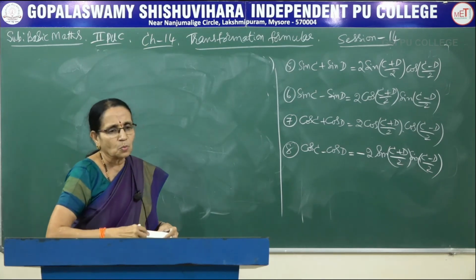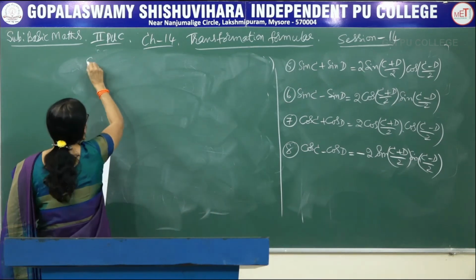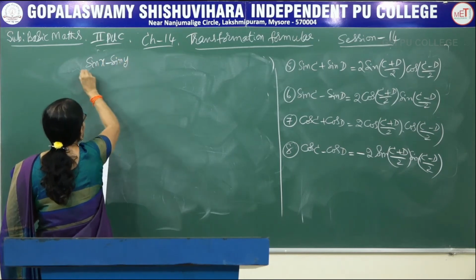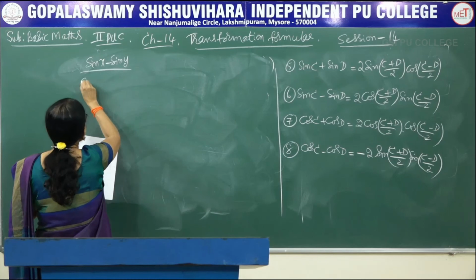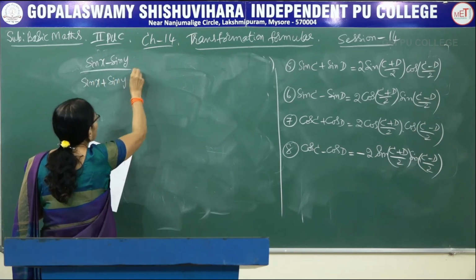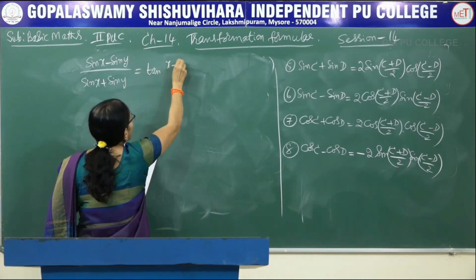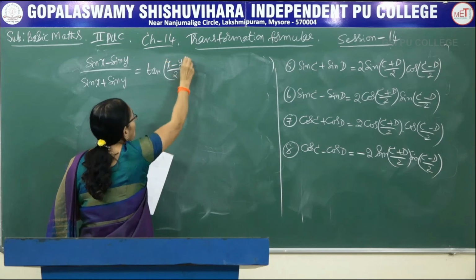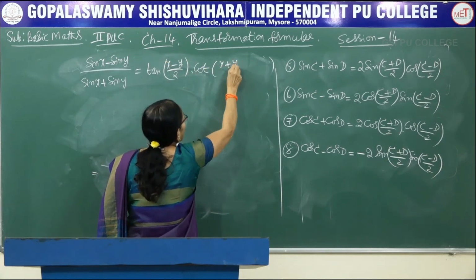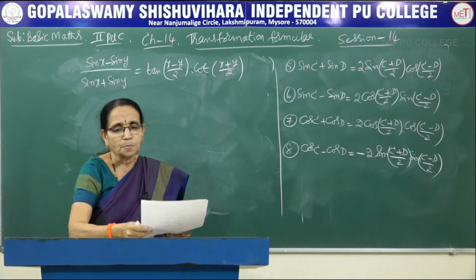Now let me take down one more problem. You have to prove this also. Sin x minus sin y divided by sin x plus sin y. You have to show that this is equal to tan of x minus y by 2 into cot of x plus y by 2.